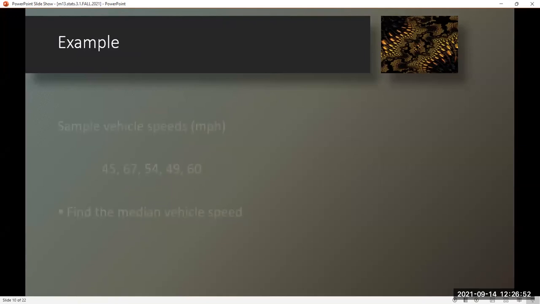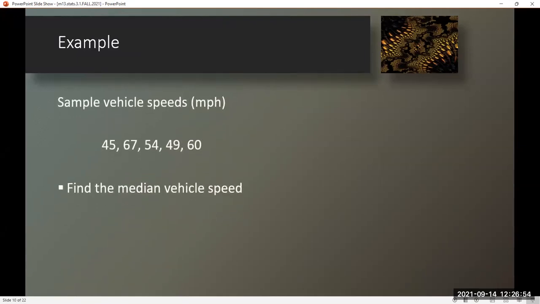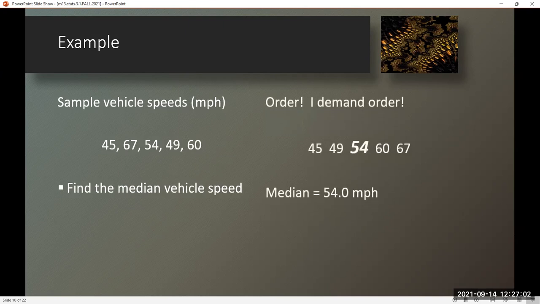Here's my example. Vehicle speeds in miles per hour. Find the median vehicle speed. I arrange the numbers in order. The middle number is 54. So we have a median of 54.0 miles per hour. I'll talk about why we use that zero in a bit. You'll also note that the number of data values is 5. That's an odd number. What if the number had been an even number? You can take a look at my office hour lectures to see an example of one of those.